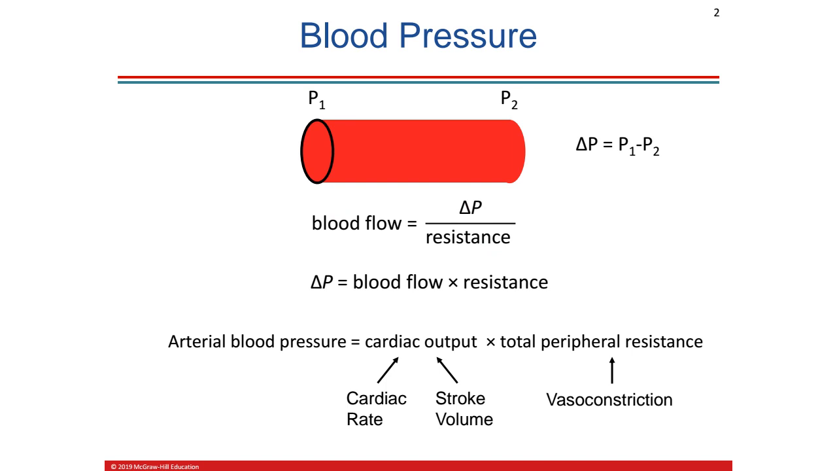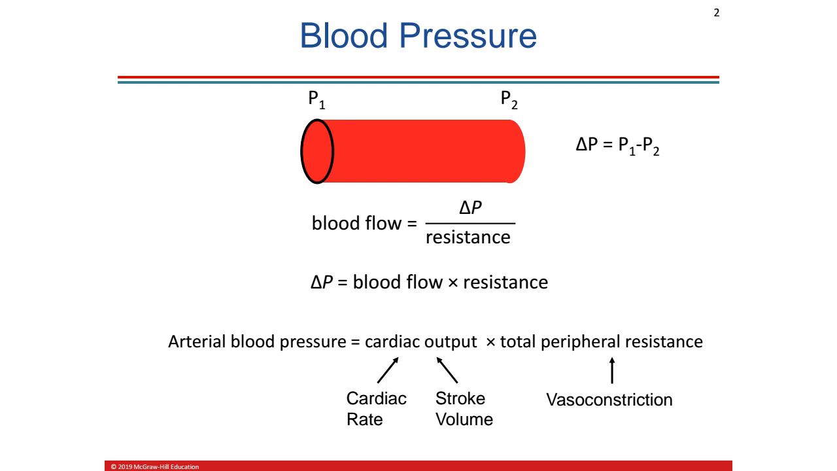We can rearrange it by simply multiplying both sides by resistance, and then we have delta P equals blood flow multiplied by resistance. So this is also quite useful. So for example, applying this to the cardiovascular system, arterial blood pressure is delta P. This could be, for example, mean arterial pressure equal to blood flow, which is cardiac output, multiplied by resistance. So the resistance through the systemic circuit is the total peripheral resistance. And of course, the cardiac output is the volume of blood moving out of the heart per unit time.